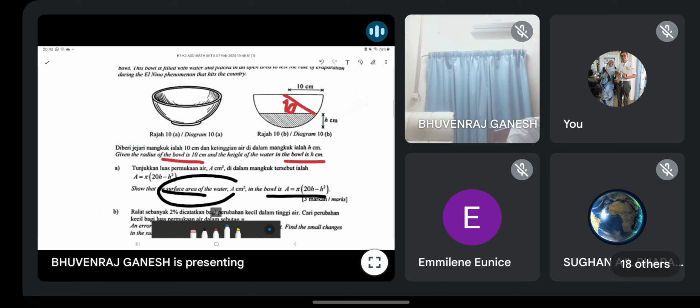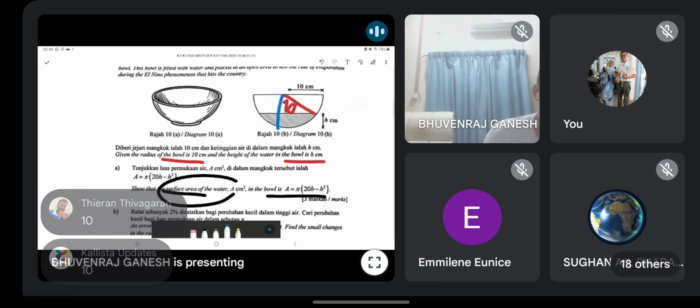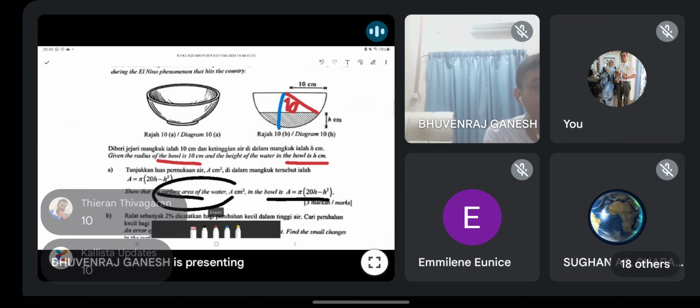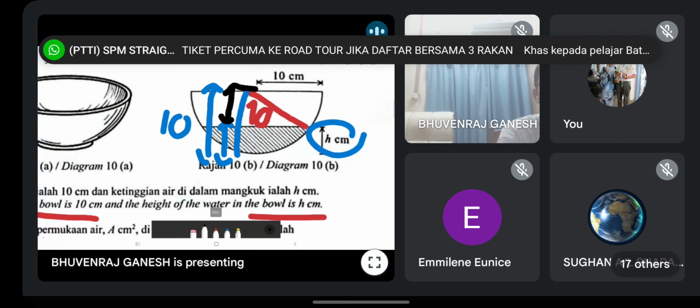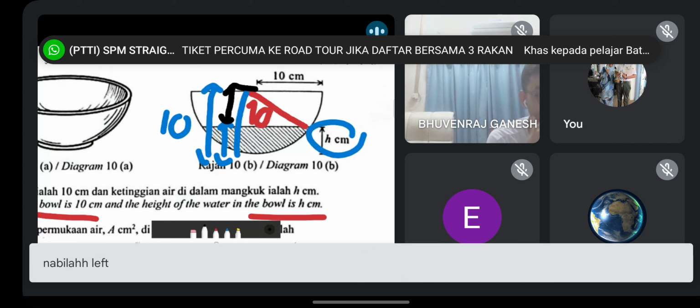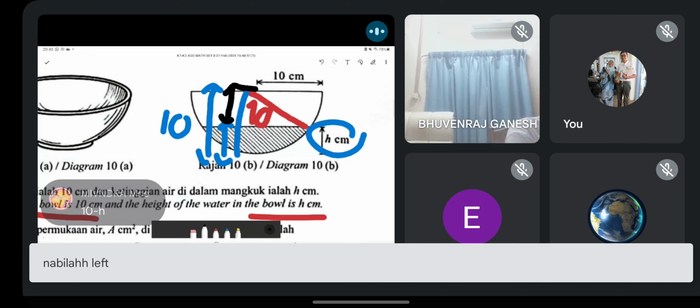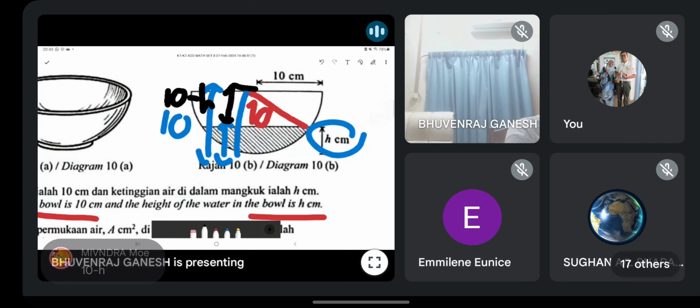Okay, second step. What is this blue length? Apa panjang biru tu? Yes, it's also 10 because it's the radius, correct? Not bad. Okay, very good. This is the first two thing you must know. This one also 10. So now they tell you that this is h. So guys, what is the black one? Can you tell me? Apa nilai dia? 10 minus h. Very good. The black one is 10 minus h.